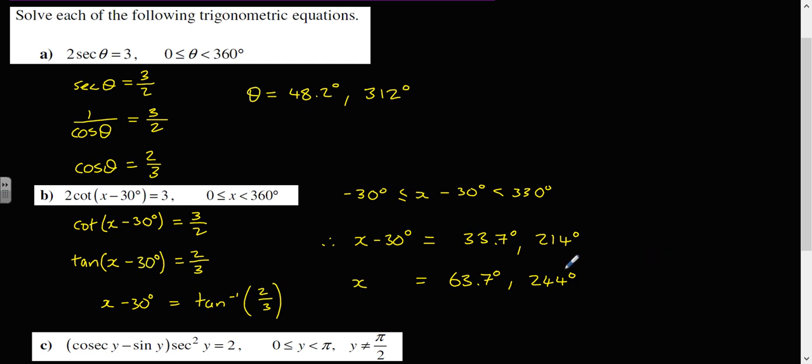So the only additional part is the cot. Okay? Everything else is the same. If cot of this equals 3/2, then tan of this is equal to 2/3.